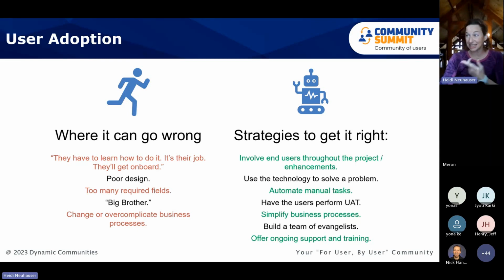In the chat here, a lot of the things that you thought were the most important are strategies to get it right. Involve the end users throughout the project or enhancements that you're rolling out. Use the tech stack to help solve a user problem. Automate manual tasks. Have the users perform your UAT, because you're a system administrator, so everything's going to work for you. Simplify your business processes, build a team of evangelists, and offer ongoing support and training. It's not an exclusive list, but it's just something to get you started. So I hope that's helpful.